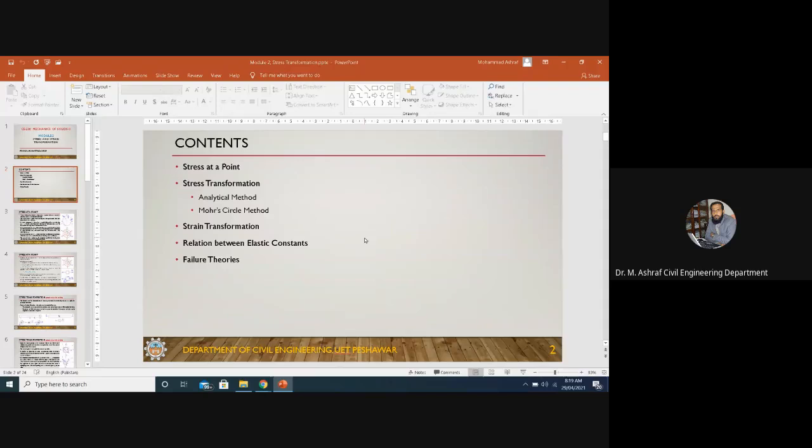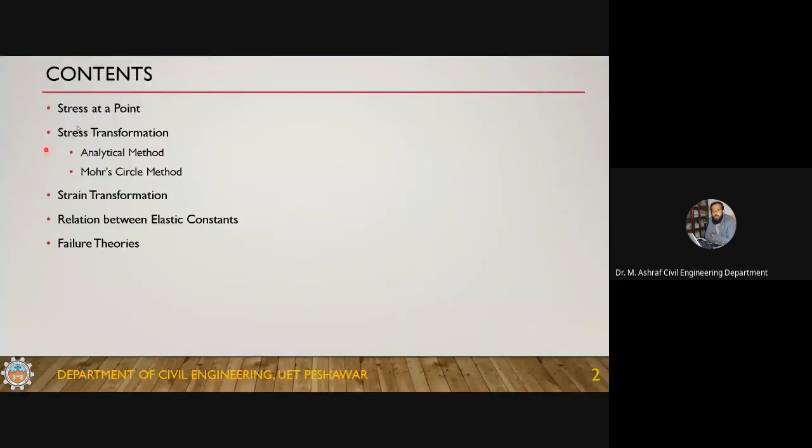This is basically the total content of this module, and we'll cover this whole content in 3 to 4 lectures. First we'll talk about the stress at a point, how to represent the state of stress at a certain point in a certain direction. This is important. You should know how to represent stresses at a particular point in a particular Cartesian coordinate system.